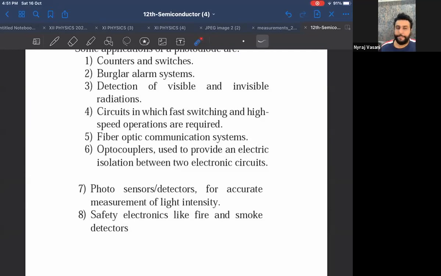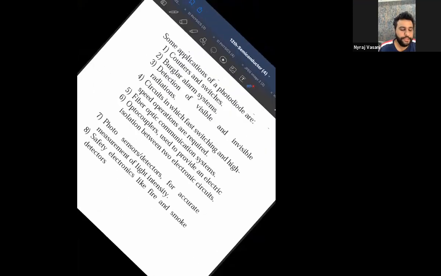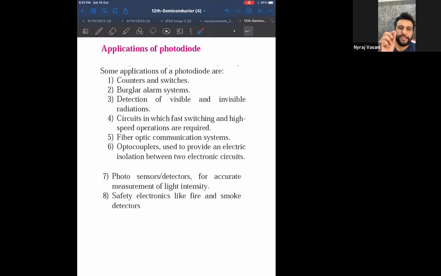Now, if you look at the applications of photodiode, see, counters and switches, all small devices, okay, burglar alarms, detection of visible, invisible, photo sensors, safety electronics. Now, these are just the applications, watches, calculators. Now, can you give me some other examples? Where do you think a photodiode may be used? But it should not be a heavy device. It should be a light device. Think about it and give me. The answer is not on the screen.